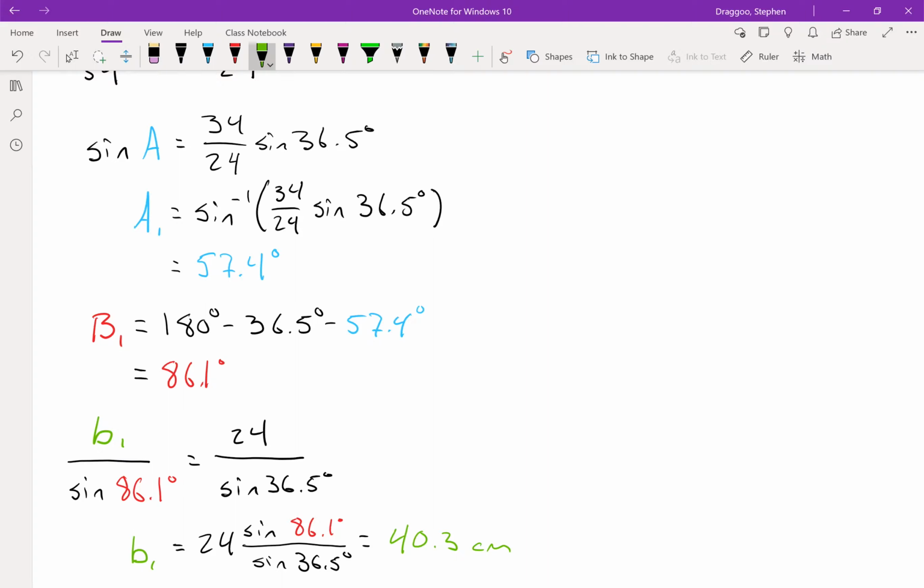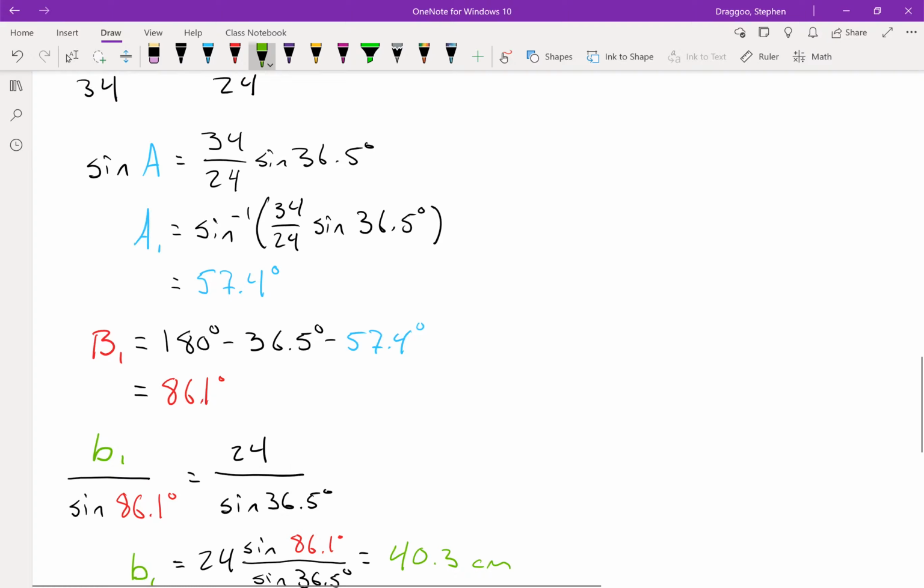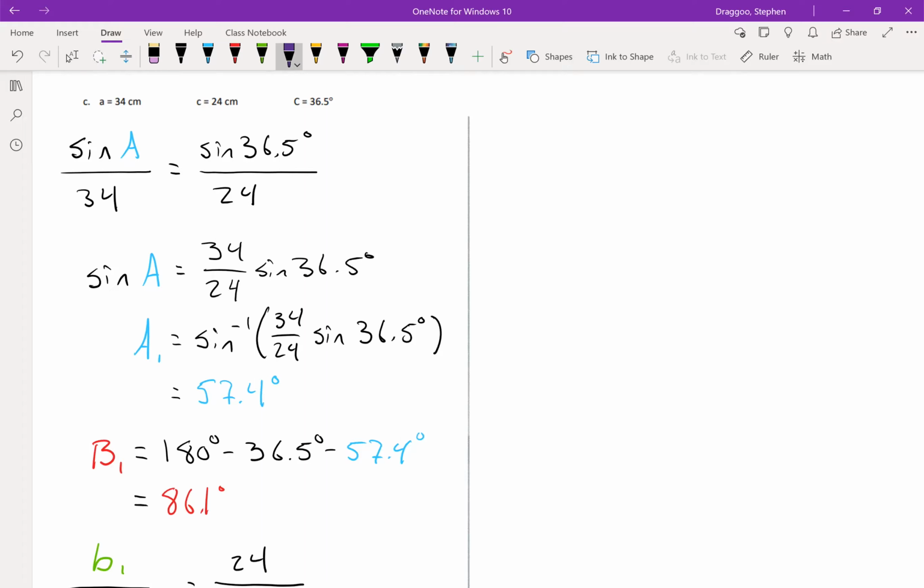And that is all based on the assumption that angle A was equal to just the sine inverse of that number on the right side at the beginning. So assuming that our angle A is an acute angle, something in the first quadrant, this is the triangle we get. So that means we have to check to see if we have a second triangle that works.